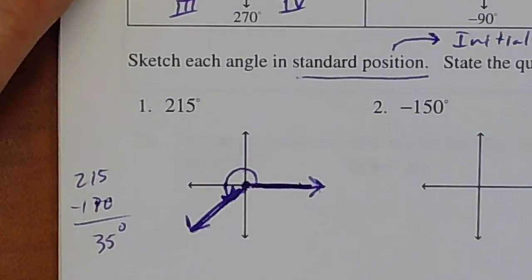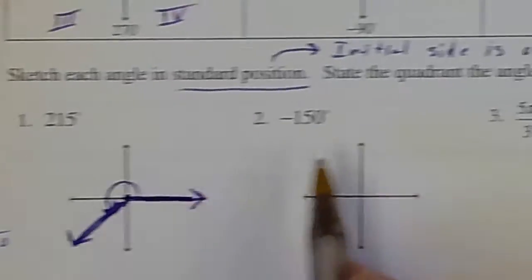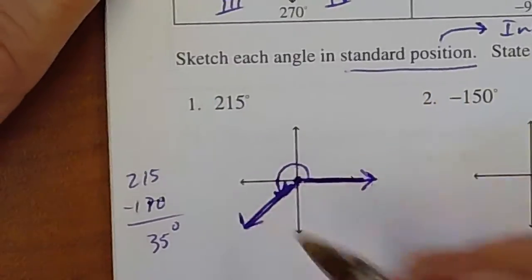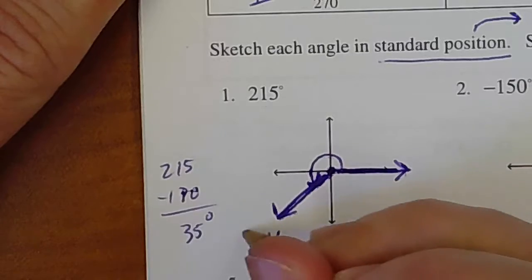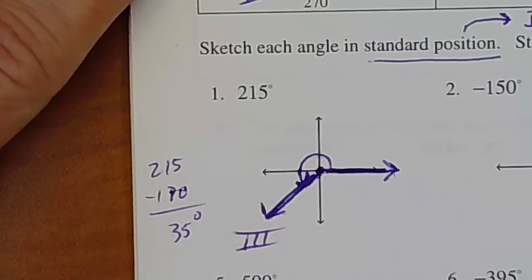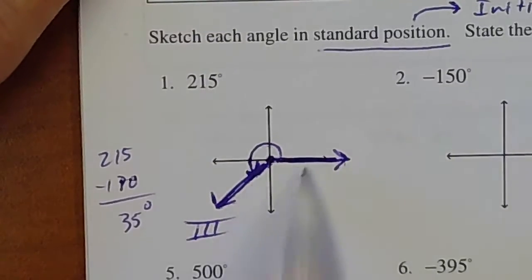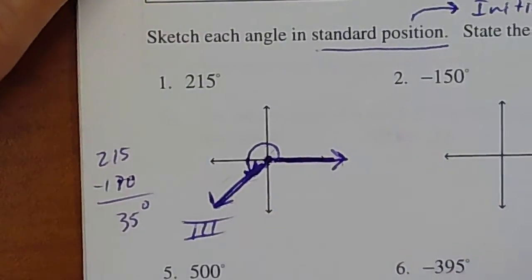All right, so there's an approximate 215 degree angle. State the quadrant the angle terminates in. This is quadrant 3. All right, I'm going to try a pencil for number 2. Since that was messy, I should have erased it and maybe flattened it out a little bit.